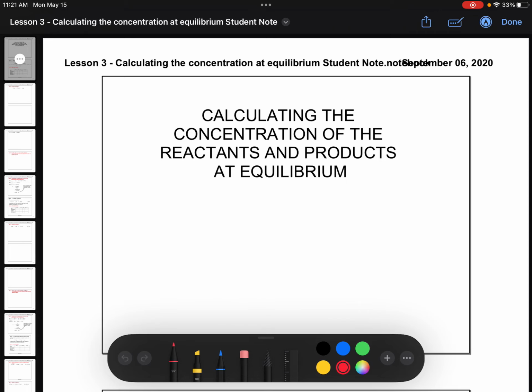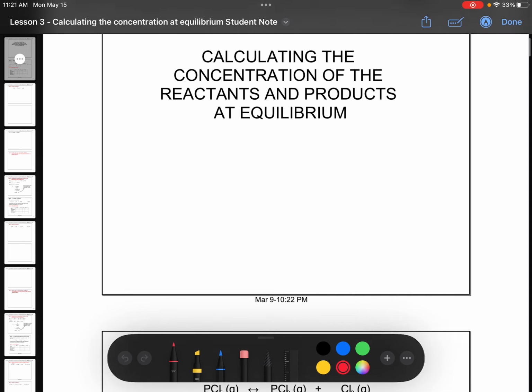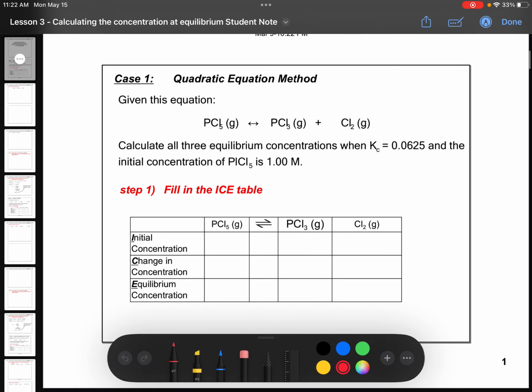Hi everyone, so today we're going to be looking at calculating the concentration of not only the reactants but also the products when it is at equilibrium. So we're going to be looking through different cases that we could be using throughout questions like this. So for our first case here, we can be using the quadratic equation method.